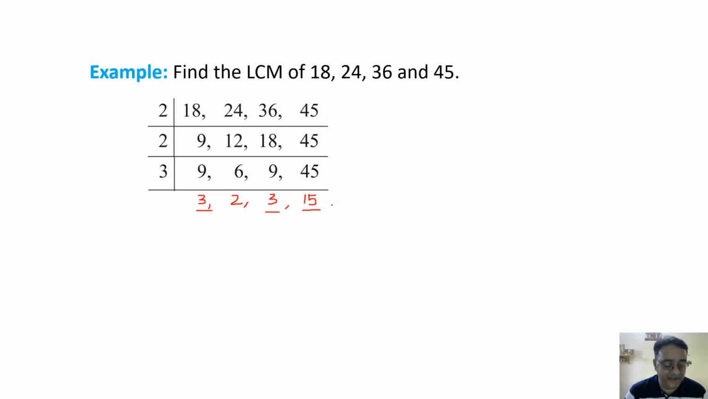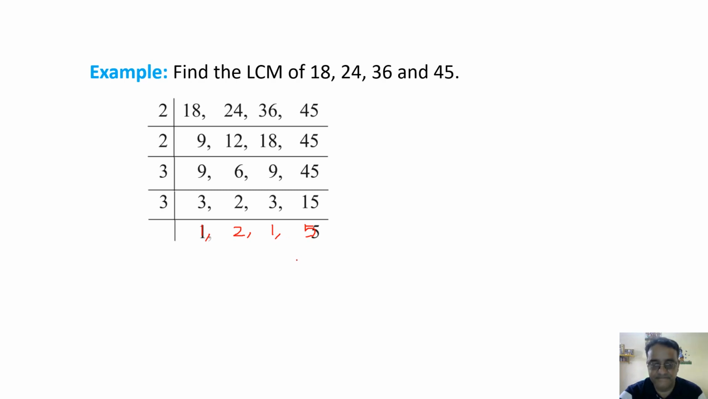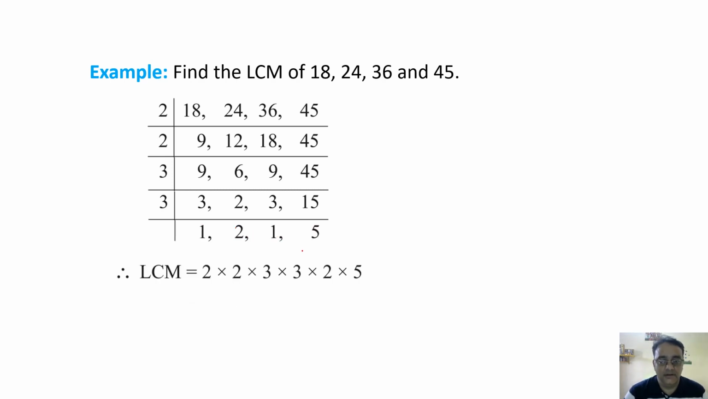So next divisor we will take 3. Okay, so we'll get 1, 2, 1, 5. Now here no two numbers have a common divisor. So we'll stop here. So now the LCM of these numbers is 2 into 2 into 3 into 3 into 2 into 5. Okay. So how will we multiply here also? 2 into 5 is 10 and this is 6 into 6, 36. So 36 into 10 is 360, right?